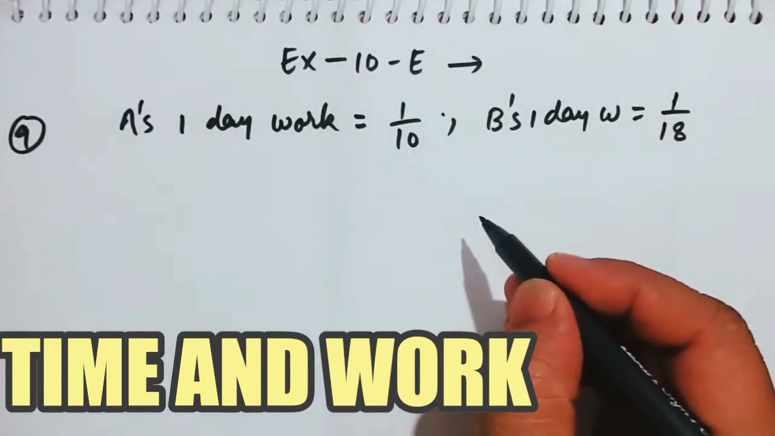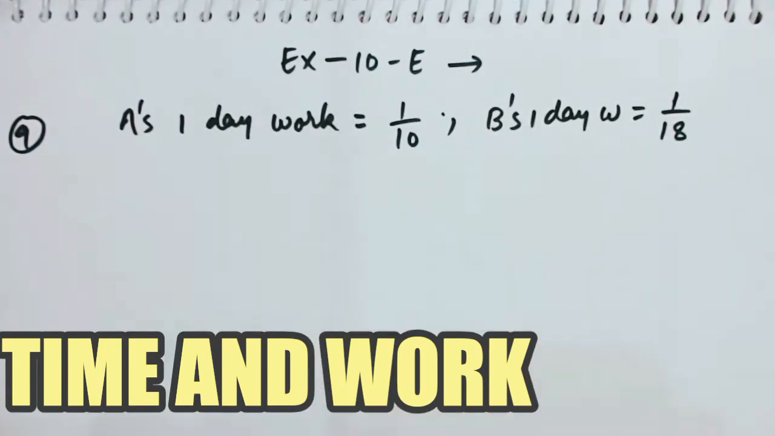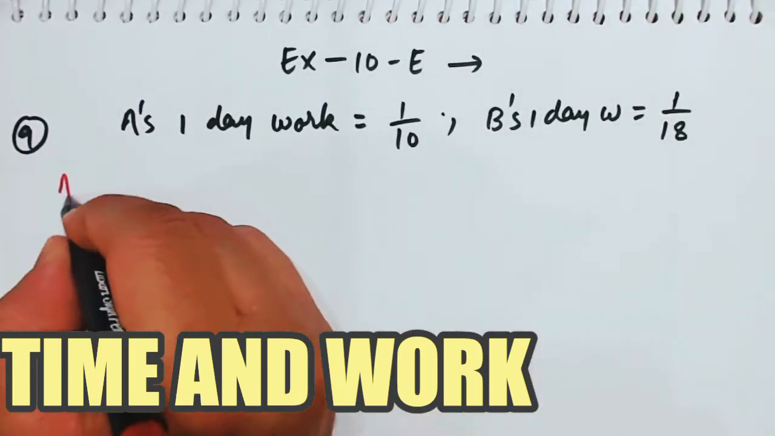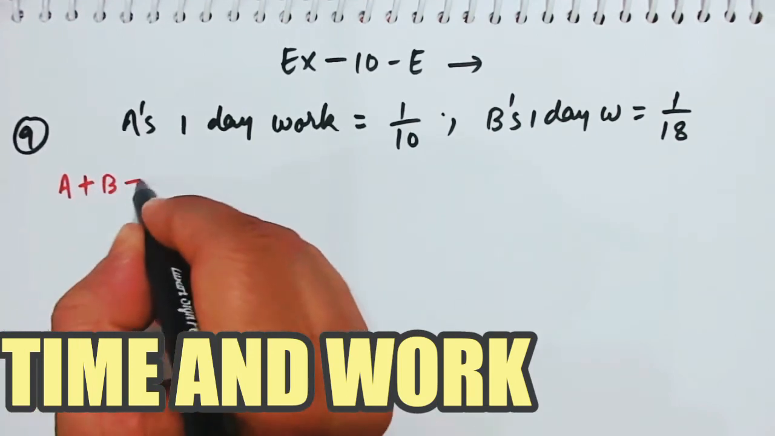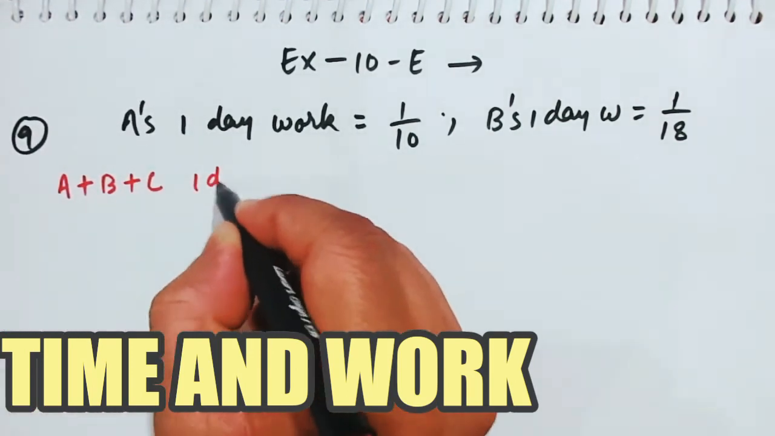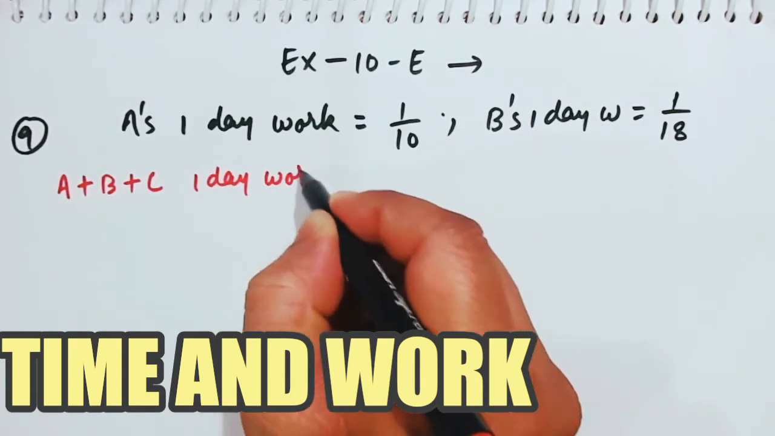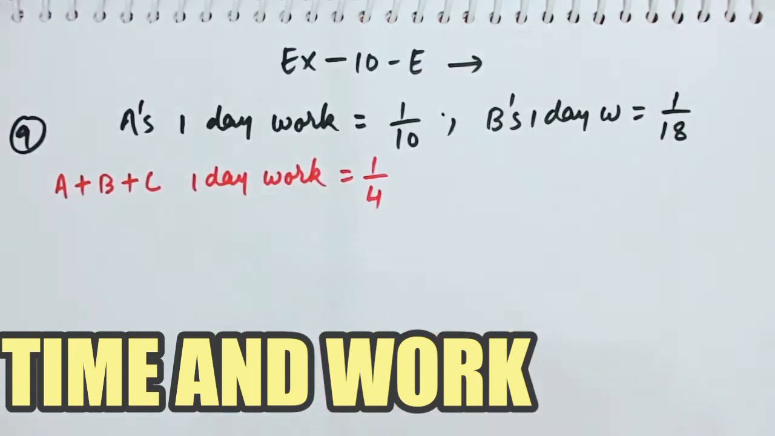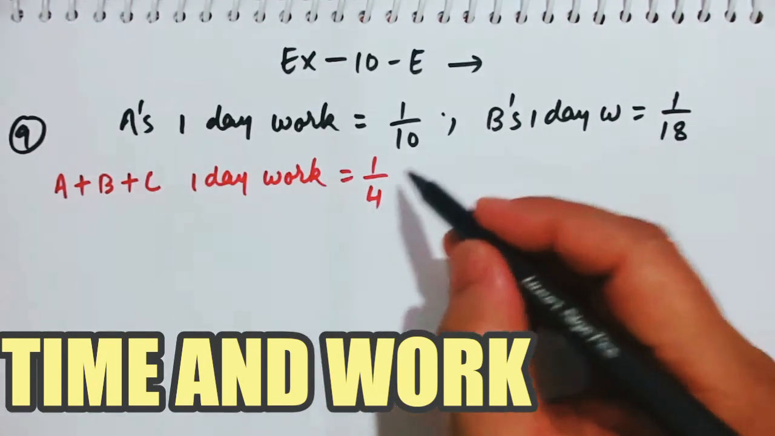Clear? Now, they say that A, B and C together can do the same work in 4 days. So, A plus B plus C 1 day work will be equal to 1 by 4.